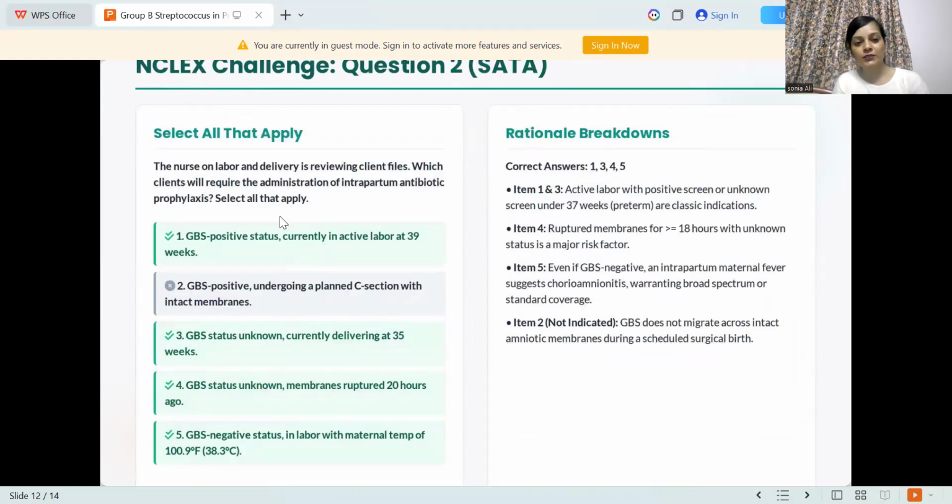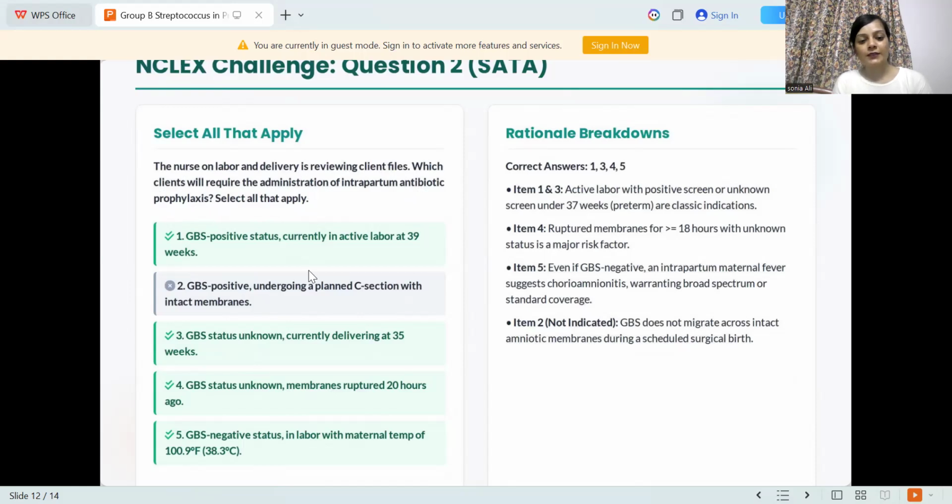Now the next question is the NCLEX challenge. First, we need to select all that apply. This type of question also comes in the NCLEX. The nurse on labor and delivery is reviewing client files. Which client will require the administration of intrapartum antibiotic prophylaxis? Select all that apply. First is GBS positive status currently in active labor at 39 weeks. So definitely we need to give this medication.